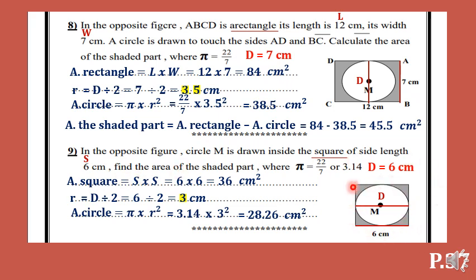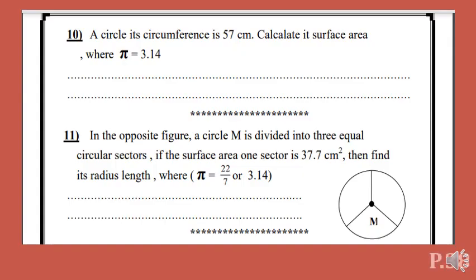Now, we have the area of the square, the outside shape. We have the area of the circle, the inside shape. Can I find the area of the shaded part? Yes. To find the area of the shaded part equals area of square minus area of circle. 36 minus 28.26 equals 7.74 square centimeters.